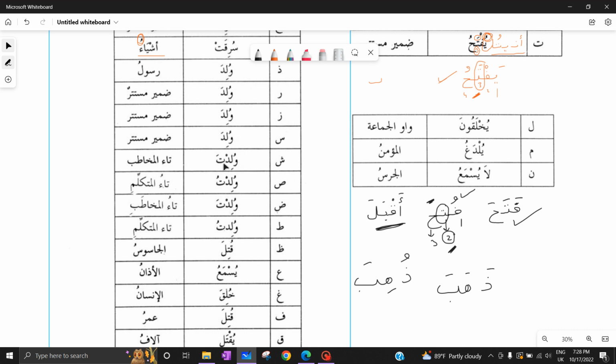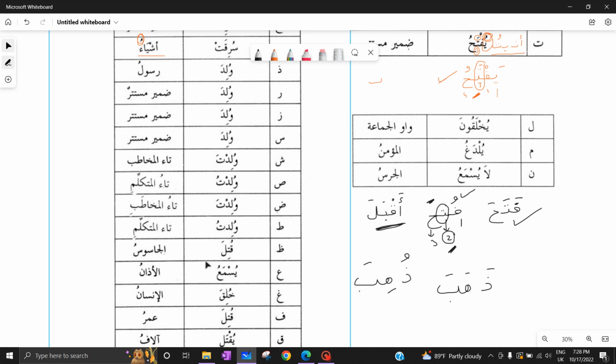Wulidat, why this ta ta'nith here? Maybe because the na'ib al-fa'il might be muannas, that's why. Wulidat, and this fatha might be because of the al lamut tarif. Then wulidat, it's the same. Kutila, the actual verb is qatala. So kutila al-jasus. Jasus is spy.